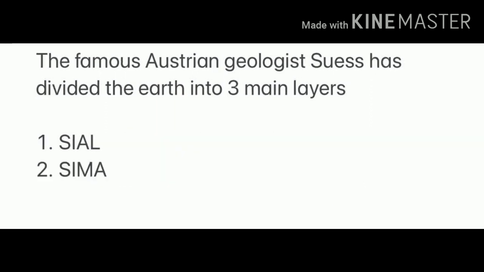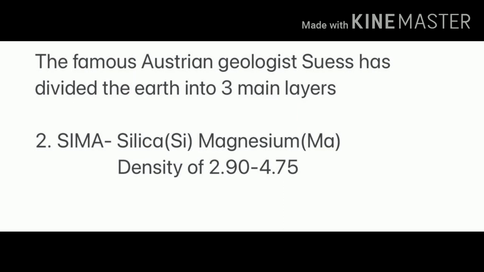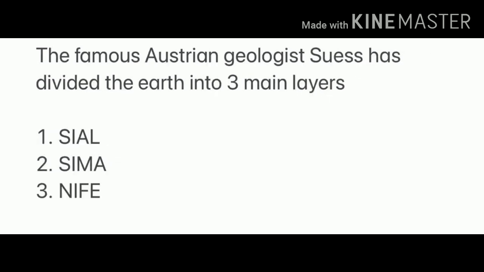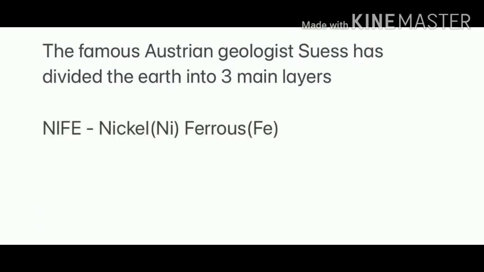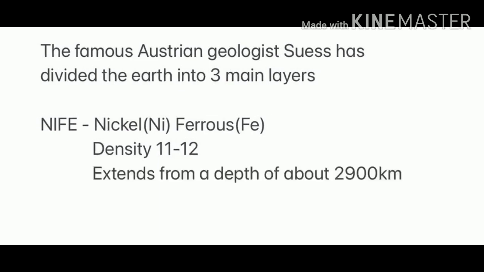Next, let us talk about Sima. The second layer is mainly made up of silica and magnesium. Si plus Ma is known as Sima. This layer has an average density of 2.90 to 4.75 and extends up to a depth of 2,900 km. Next, let us talk about Nife. This layer is mainly made up of nickel and ferrous, Ni plus Fe, and is named Nife. Its density is 11 to 12. This layer extends from a depth of about 2,900 kilometers.